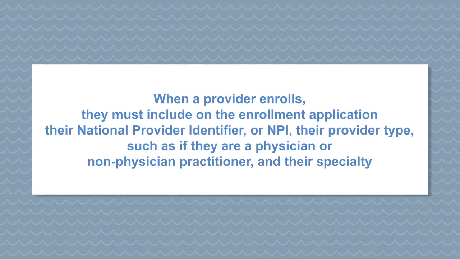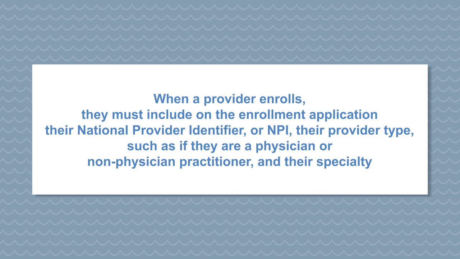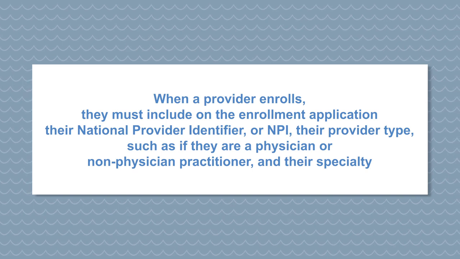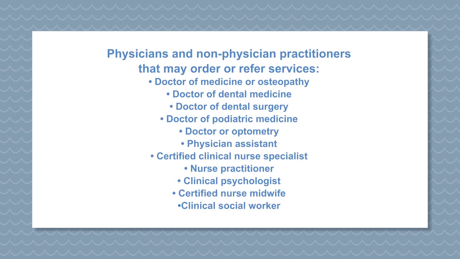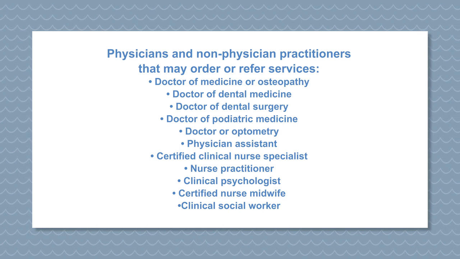To be eligible to order or refer services, a provider must meet certain criteria. First, they must be enrolled in the Medicare program. When a provider enrolls, they must include on the enrollment application their National Provider Identifier, or NPI, their provider type, such as if they are a physician or non-physician practitioner, and their specialty. This allows us to capture their information in their enrollment file and verify that they meet the requirements to order or refer services. The provider must also be an eligible physician or non-physician practitioner to order or refer items or services, which we show here.